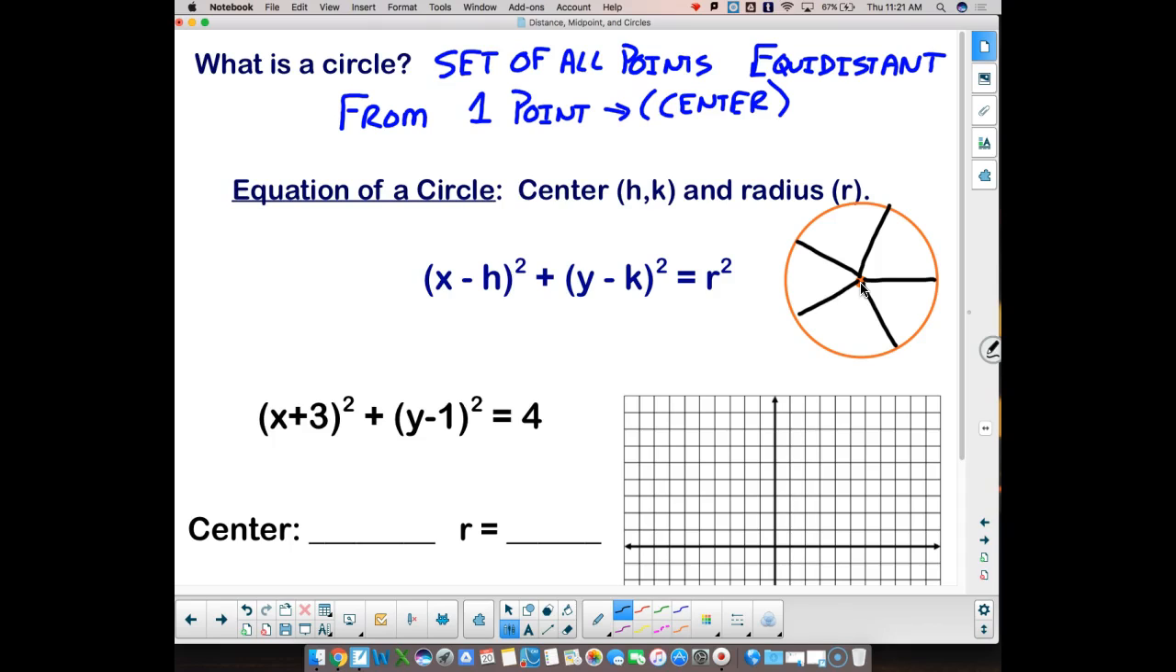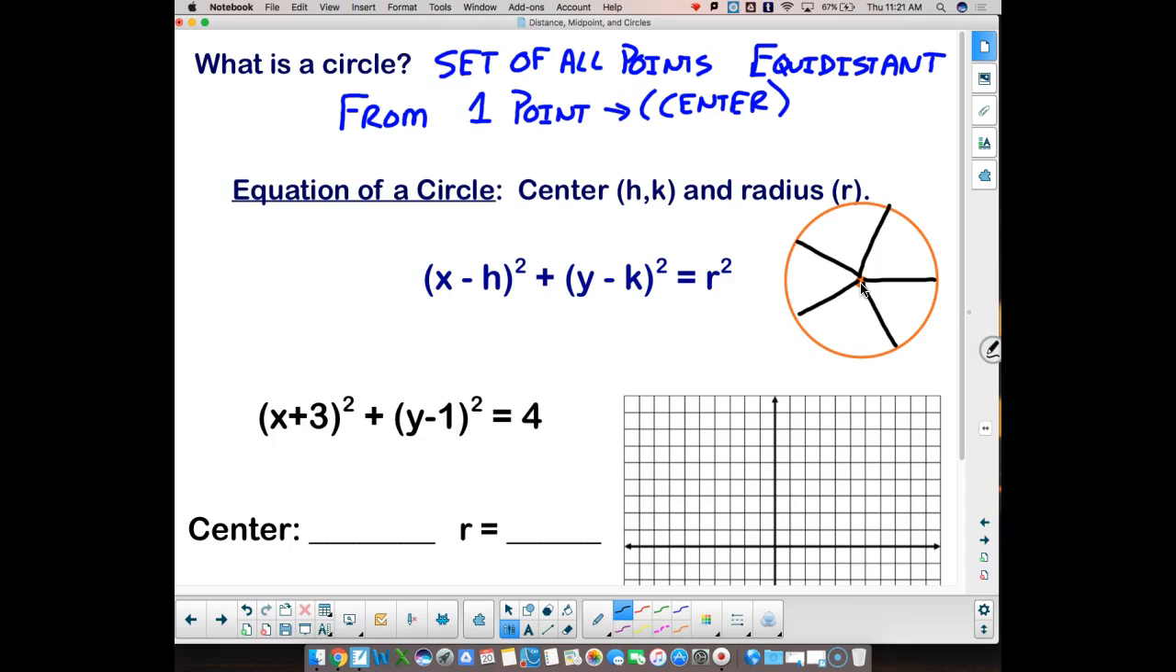Okay? The equation of a circle with a center at the point h, k and a radius r is x minus h, quantity squared, plus y minus k, quantity squared, equals r squared. That's the equation of a circle.